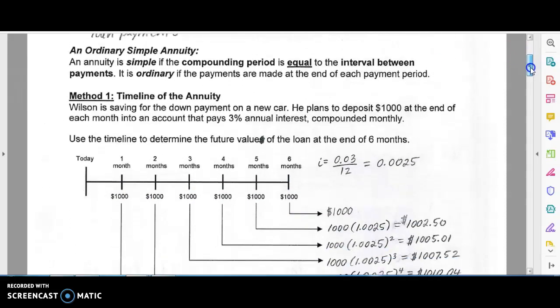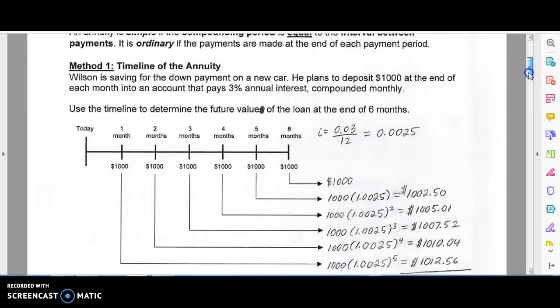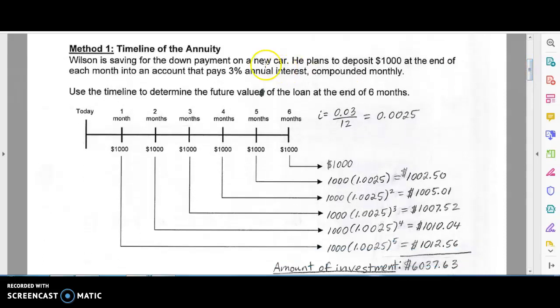We have a definition here for ordinary simple annuity. I wouldn't worry about that too much because anything we're going to deal with for the purposes of this course will be an ordinary simple annuity. So in terms of how to calculate values for annuities, there are 3 methods in this note. We're going to look at 2 of them. The first method here is the timeline of an annuity. So here you basically draw out a diagram showing the timeline of all of your payments.